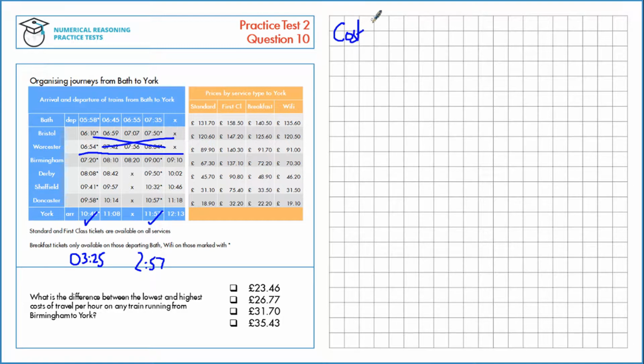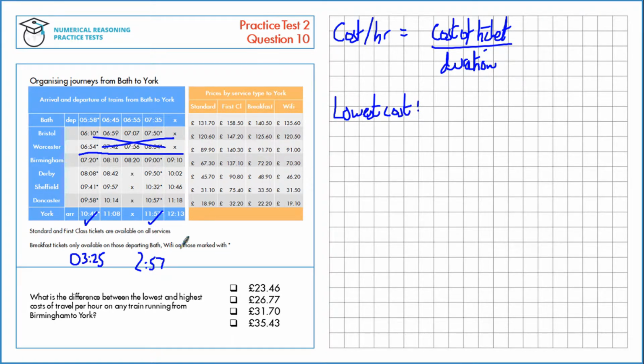If we want the cost per hour, we need to take the cost of a ticket and divide by the duration in hours. So for example, for the lowest cost, we want to find the lowest price, which in this case would be £67.30, and divide it by the longest duration, because that makes sure that this fraction is the smallest possible.